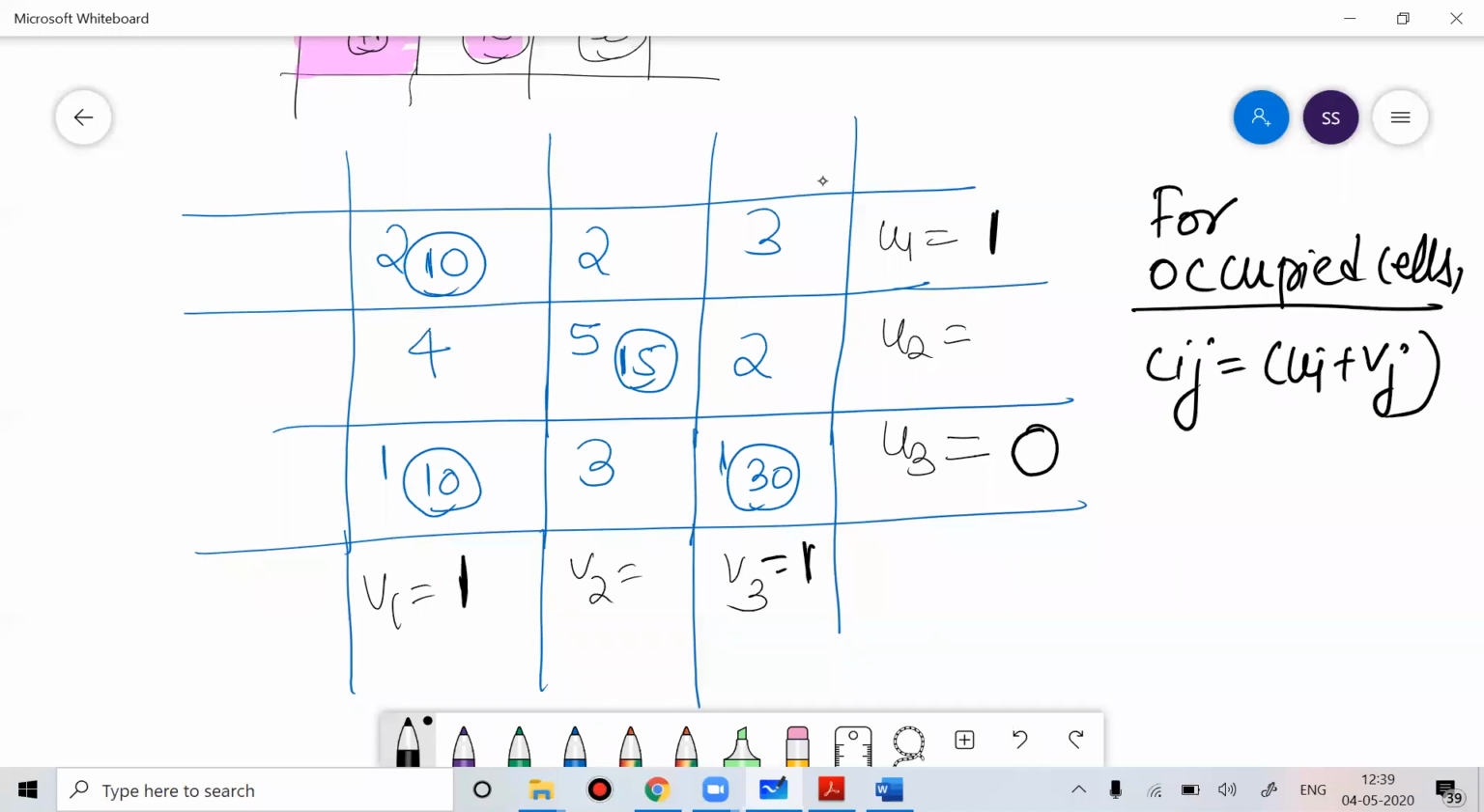Anyone have any doubt? So same thing we have to repeat again. Same thing we are doing. Anyone have any doubt?